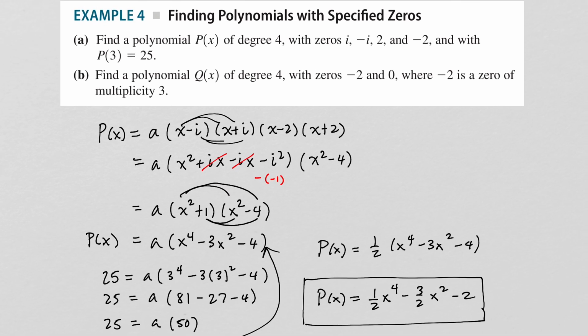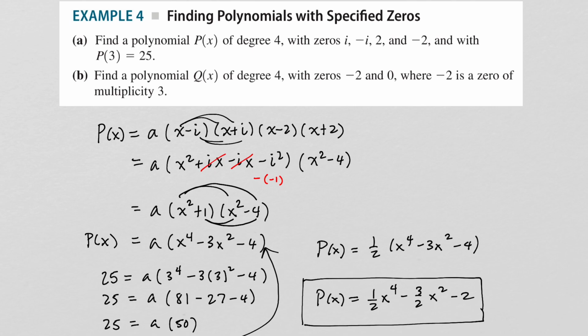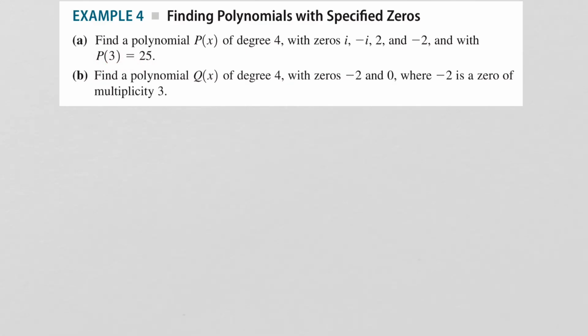Now for part B, it is very similar, except that now we want the zeros to be negative 2 and 0, and negative 2 is a 0 of multiplicity 3. And they also do not tell us any additional information like they did in part A. So for part B, we know that q of x must be equal to a times, since negative 2 is a 0 of multiplicity 3, x plus 2 to the 3rd power. And 0 is also a 0, and so that's just going to be times x.